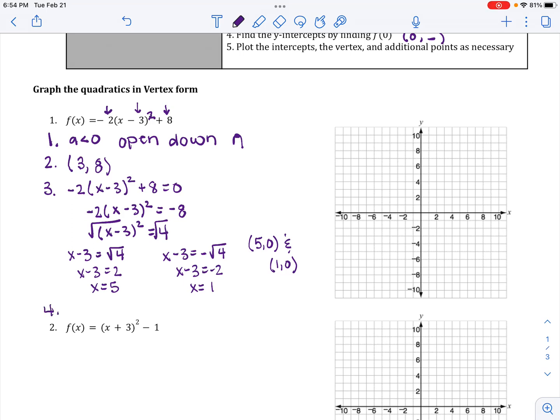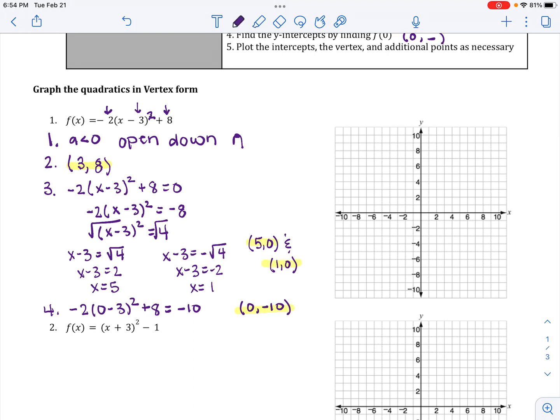Our last step is to find our y-intercept. To find it, we plug 0 in for x. So I get 0 minus 3 squared, times negative 2, plus 8. If I plug that entire thing into my calculator, exactly like I see it, I get negative 10. So the point I plugged 0 in for x, and I got negative 10 for my y. So I have my 4 key points here.